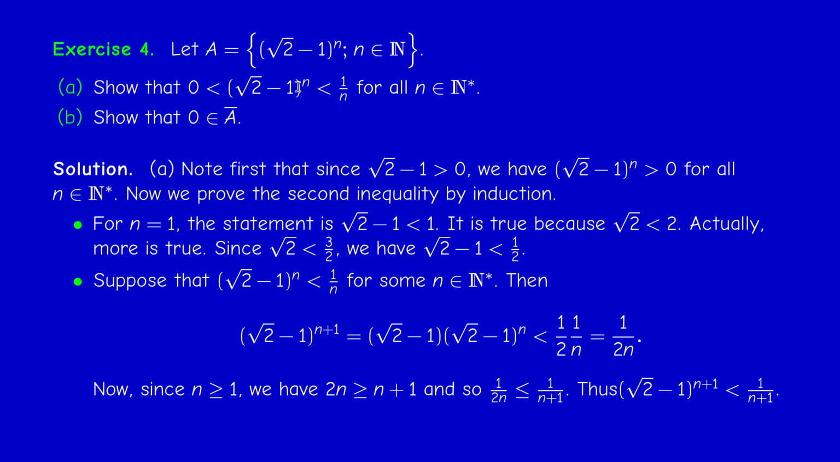But this is a precise estimate. It tells me that this sequence tends to 0, but faster than 1 over n. Actually, it's much faster because we have a geometric convergence here, not just 1 over n. So this tends to 0 much quicker than 1 over n. Anyway, 0 is the limit of a sequence in A, so 0 is in A bar. And it's not in A. So in particular, A is not closed.